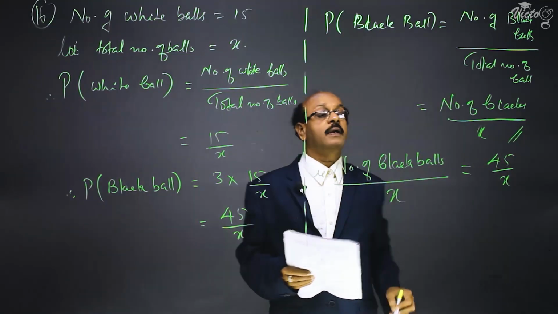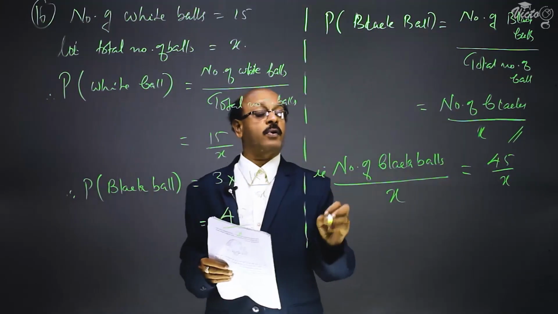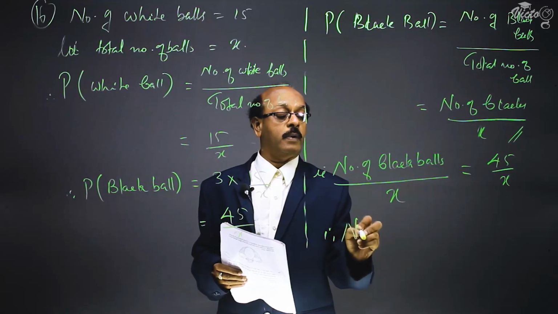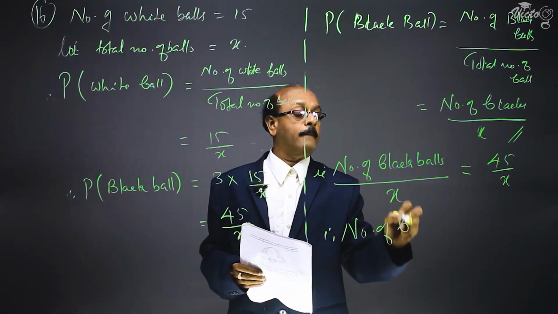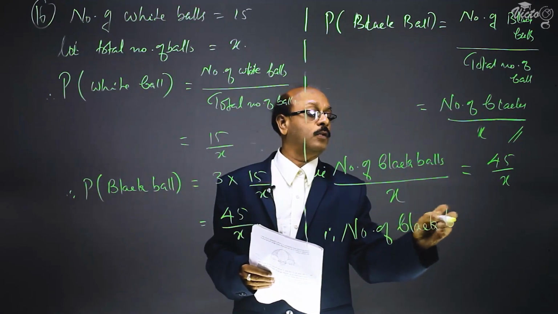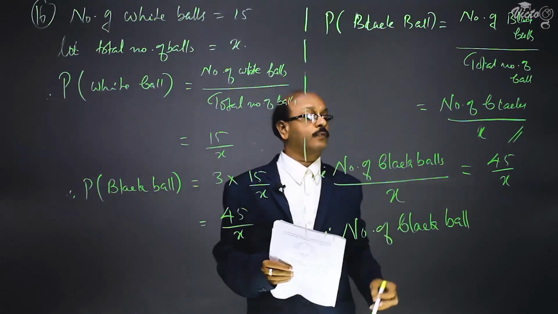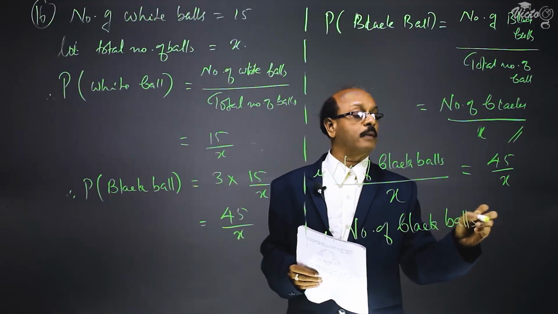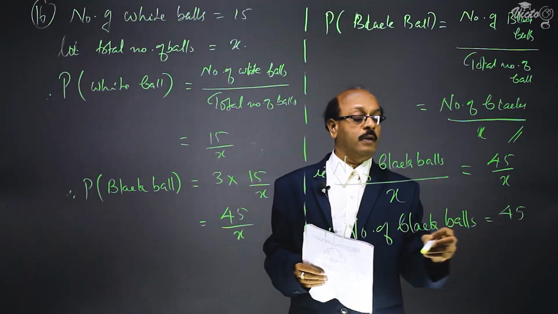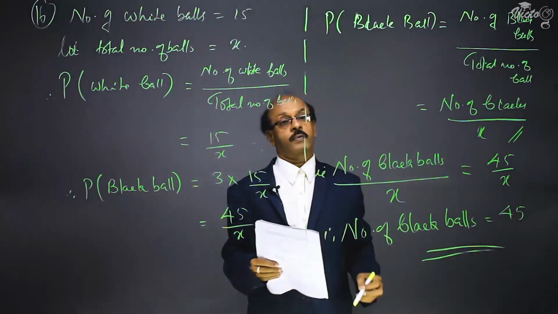We can cancel x from both sides of the equal sign, therefore number of black balls is equal to 45. We are getting the answer as 45. Okay.